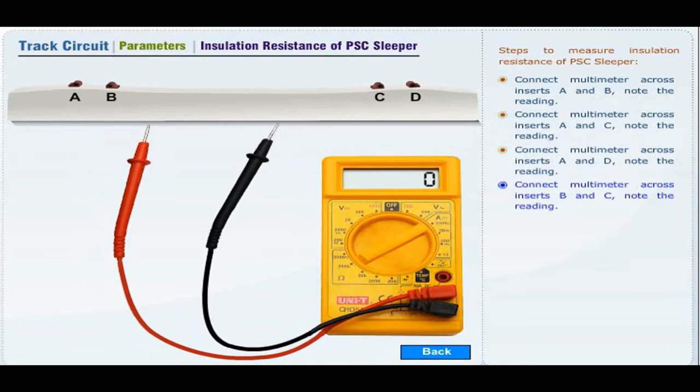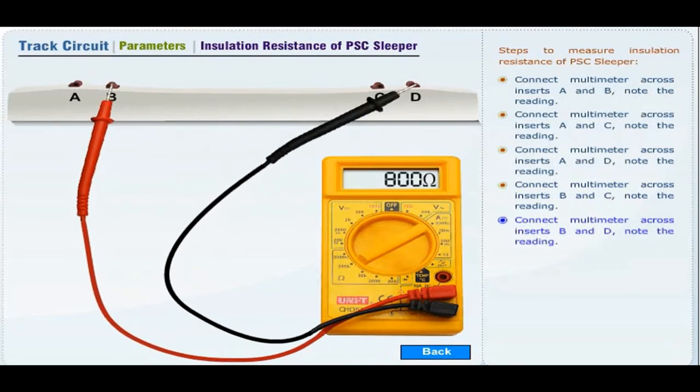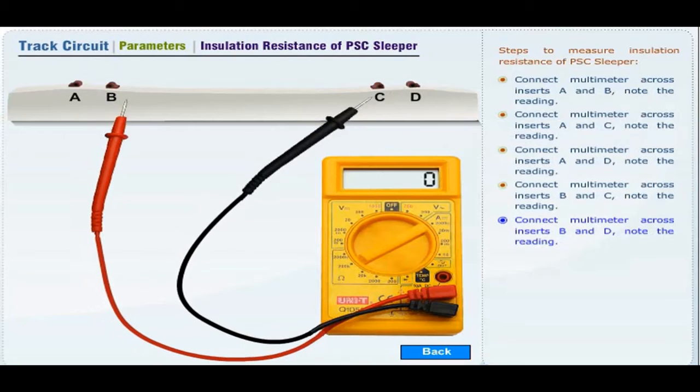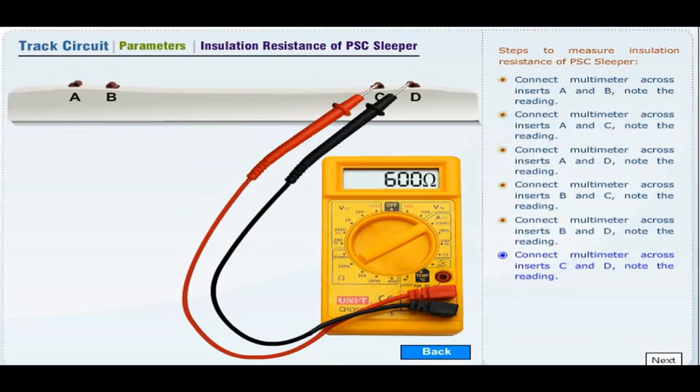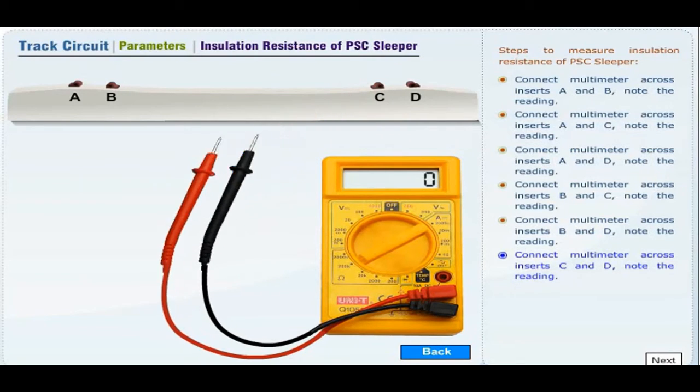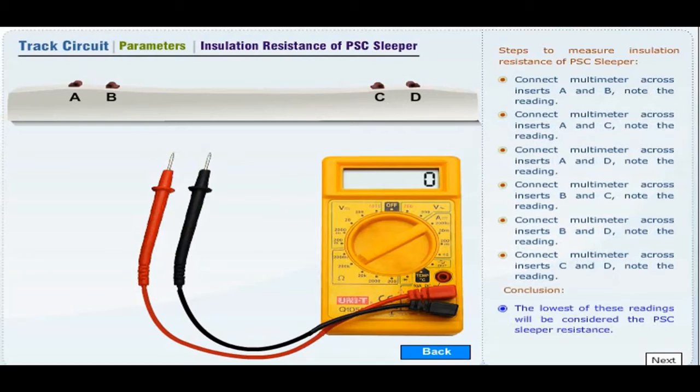Note the reading. Connect multimeter across inserts B and D. Note the reading. Connect multimeter across inserts C and D. Note the reading. The lowest of these readings will be considered the PSC sleeper resistance.